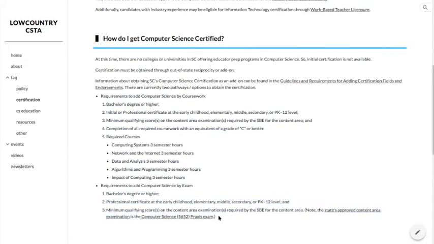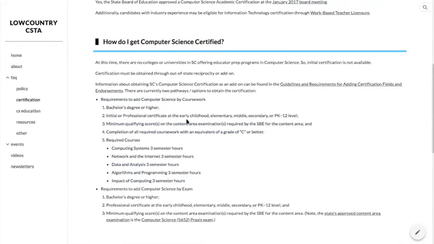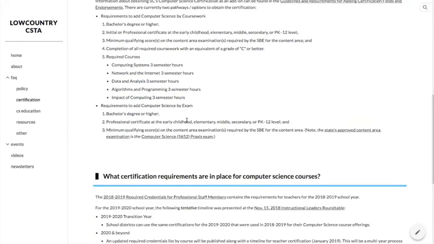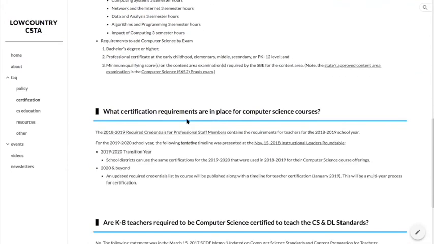Now, that being said, this Praxis exam is one that would probably require most teachers to do a little bit of studying to pass. There are some professional development programs out there that are nationwide that are tailored to this Praxis exam. But basically, to get computer science certified in the state of South Carolina, you can either get it through reciprocity or you can add on with coursework or by the computer science exam, the Praxis exam. But that doesn't answer who needs to get certified. So let's talk a little bit about who needs to get certified.